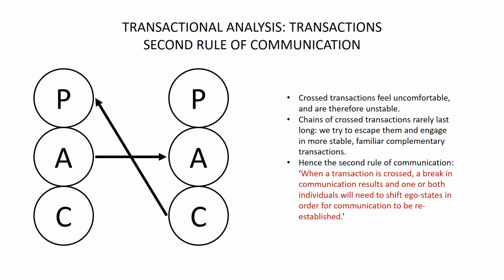This gives rise to the second rule of communication. When a transaction is crossed, a break in communication results, and one or both individuals will need to shift ego states in order for communication to be re-established.